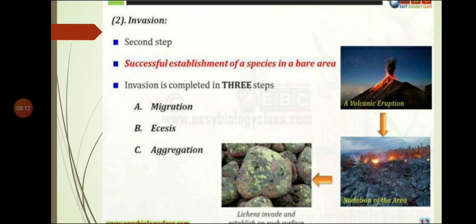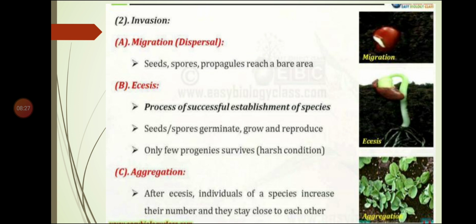And this establishment, that is invasion, is completed in 3 steps. That is migration, ecesis, aggregation. Migration means the dispersal of seeds, spores, propagules that reach a bare area. When the seeds and spores reach the bare area, that is called migration.